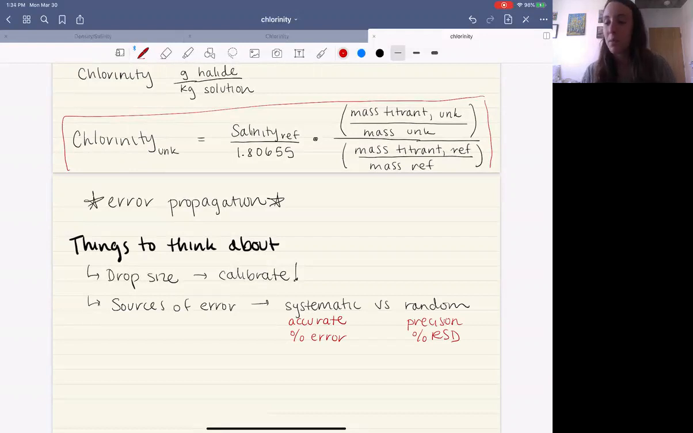Okay, so those are the main things to think about with this chlorinity experiment. And now after this, you'll know the total concentration of halide ions in seawater.